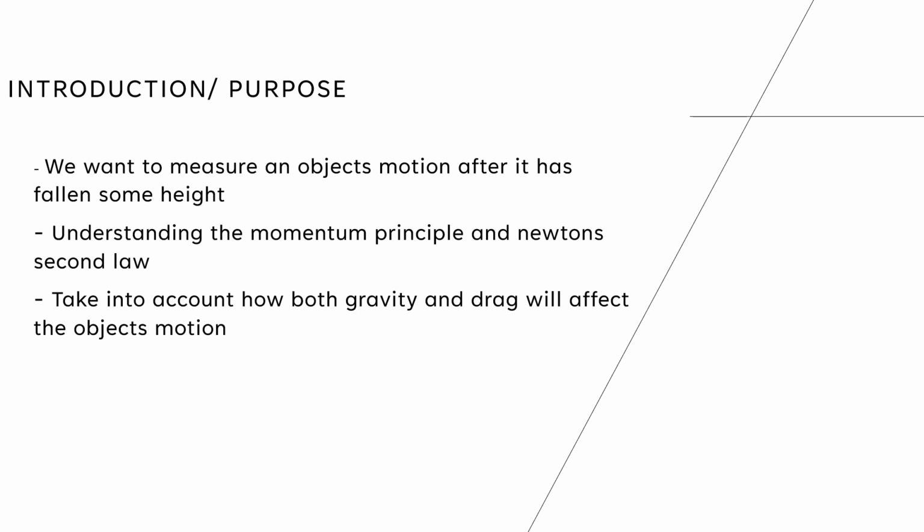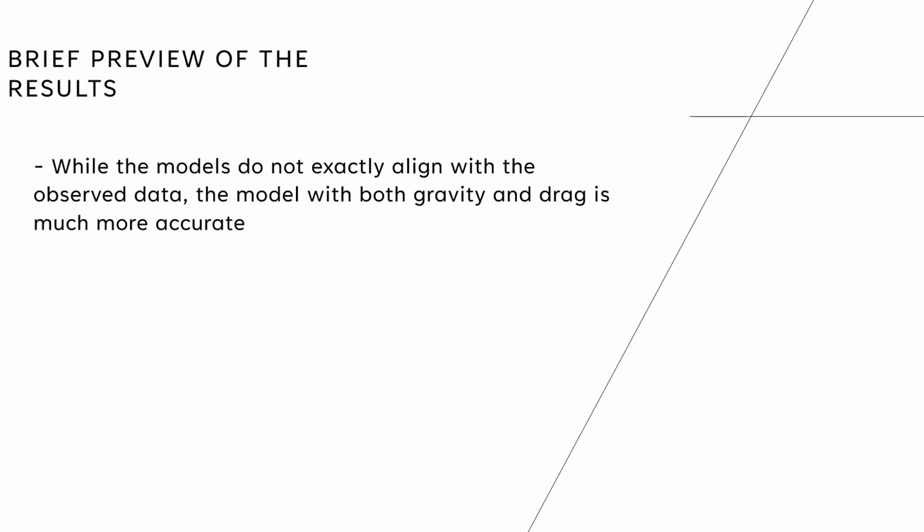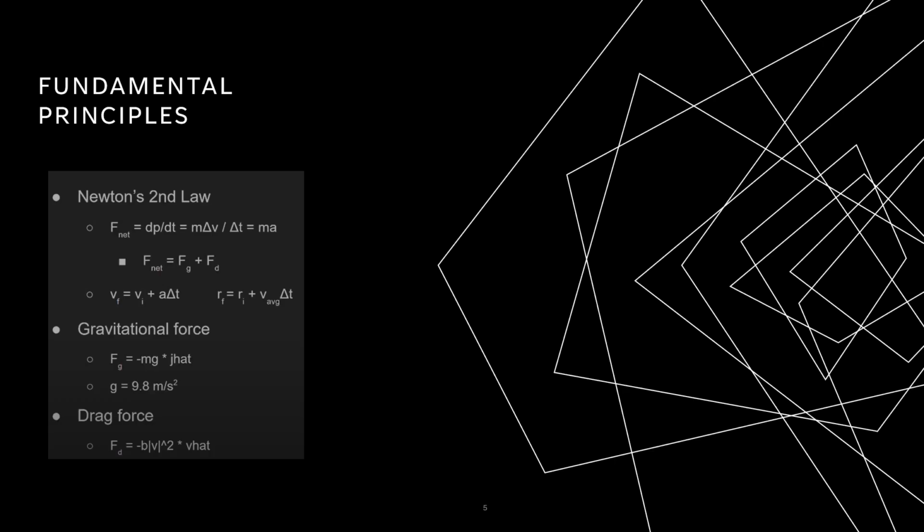We need to understand the momentum principle and Newton's second law in order to help us do that. Along with this, we will take into account gravity and drag and how they will each affect the object's overall motion. Before getting into the lab itself, a brief preview of the results should show us that the models do not exactly align with the observed data, but the model with gravity and drag is much more accurate to the observed data.